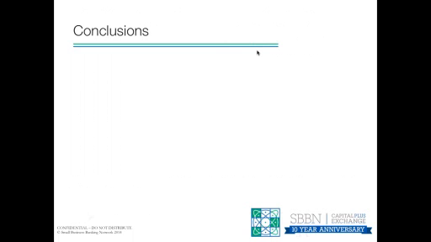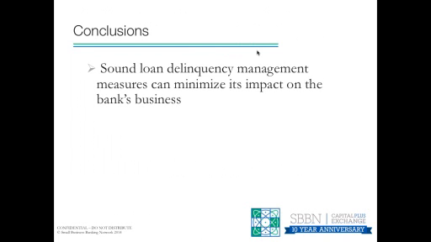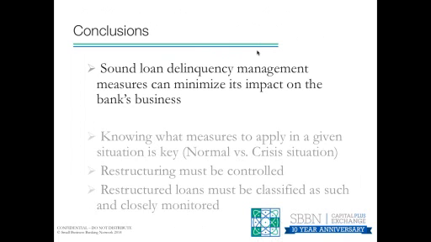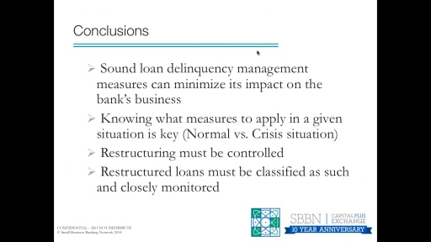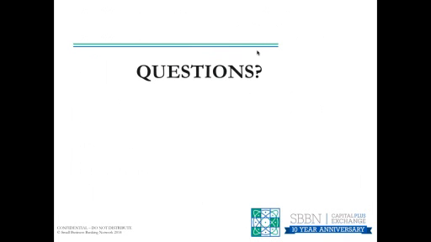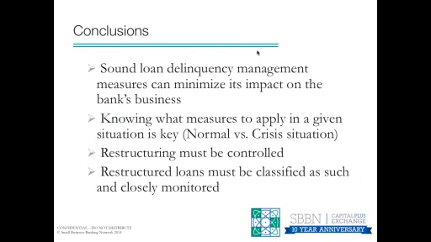Now, in conclusion, we would like to reiterate that sound loan delinquency management measures can minimize its impact on the bank's business. And knowing what measures to apply in a given situation is very important, like the normal situation versus the crisis situation. Then restructuring must be controlled. And finally, restructured loans must be classified as such and closely monitored.